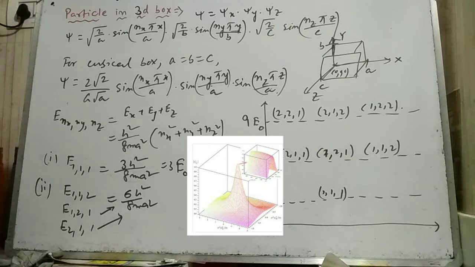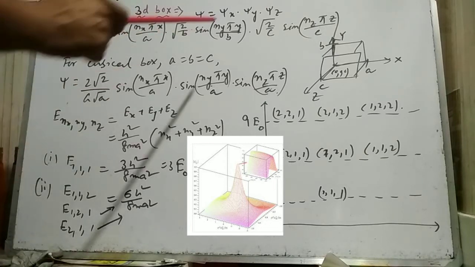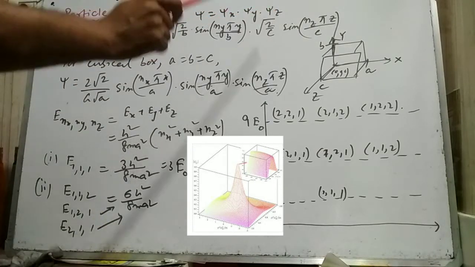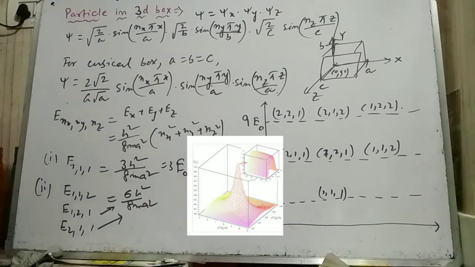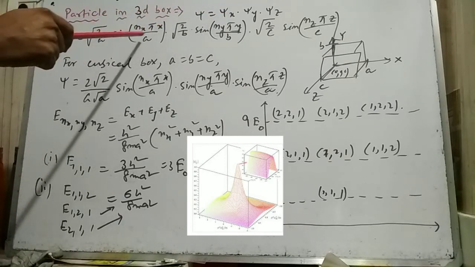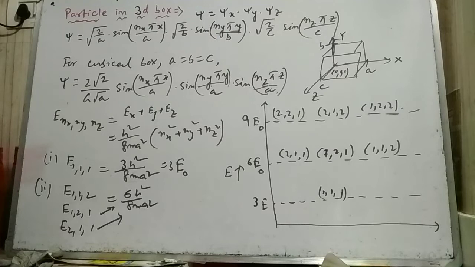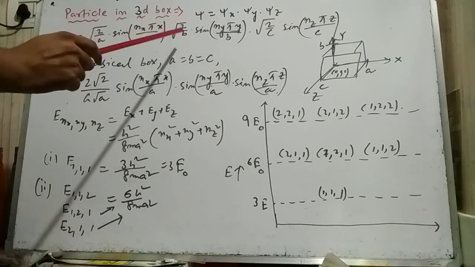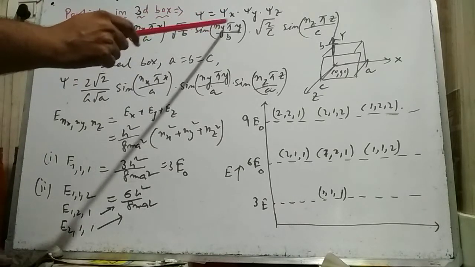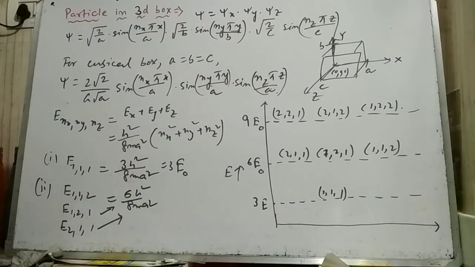That is, the wave function of the particle in a three-dimensional box is the product of psi x, psi y and psi z. So psi x is equal to root 2/a sin(nx π x/a). Already we discussed that nx, ny and nz are quantum numbers, and so psi y is equal to root 2/b sin(ny π y/b) and psi z is equal to root 2/c sin(nz π z/c).